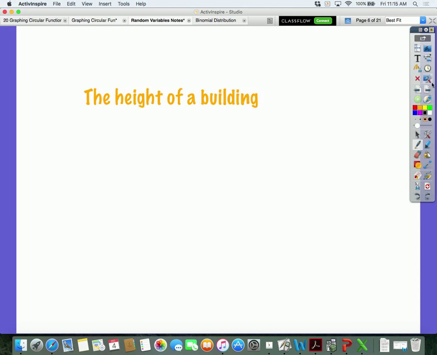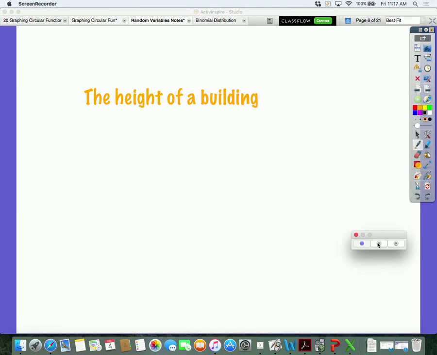So that was discrete. What about the height of a building? Is that continuous or discrete? You're putting a C or D. Hold it up. It is continuous.